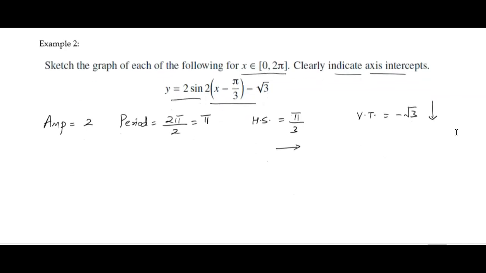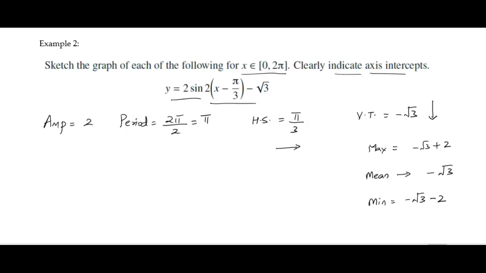Now, like we did in the previous video, we're going to start with the mean value. Because we're moving down by square root 3 units, our mean value is going to sit at minus square root 3. Our max is going to sit at minus square root 3 plus the amplitude, which in this case is 2. And our minimum value is going to sit at minus square root 3 take away 2.